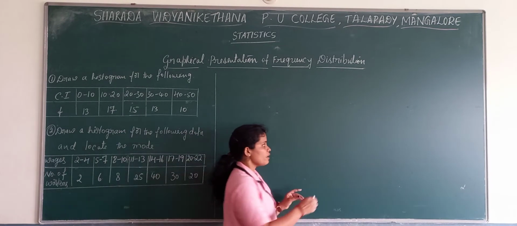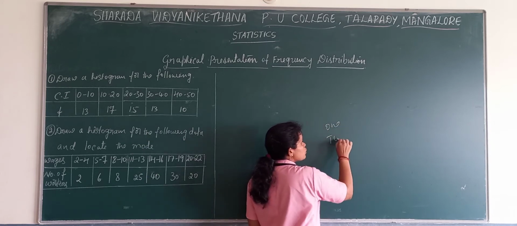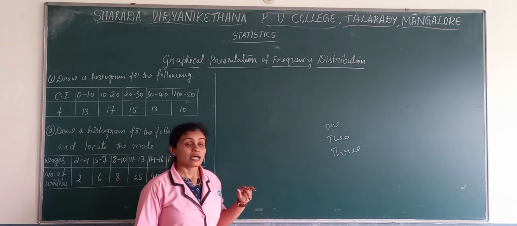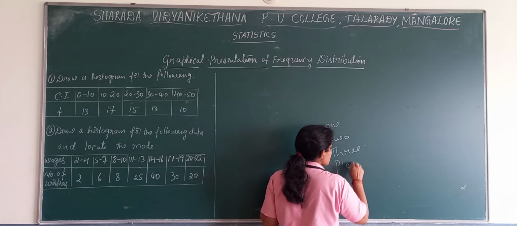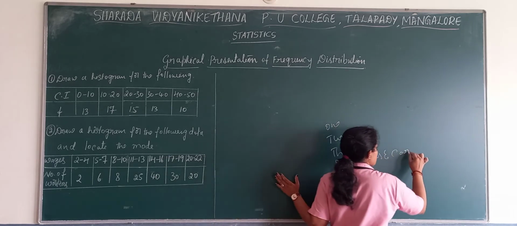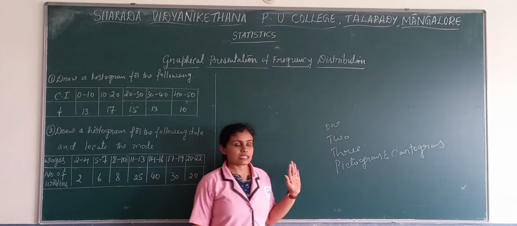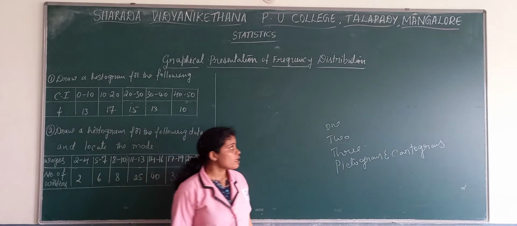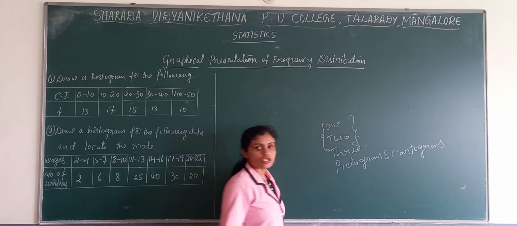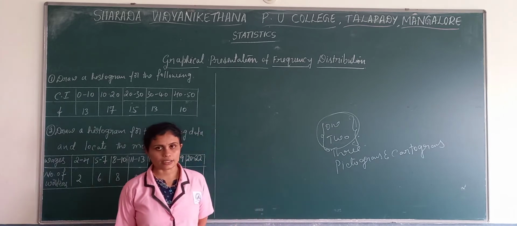That is one-dimensional diagrams, two-dimensional diagrams, then three-dimensional diagrams. Then come the pictograms and cartograms. But when we discussed the types of diagrams, I told you that according to your syllabus, you are going to study only one-dimensional and two-dimensional diagrams.